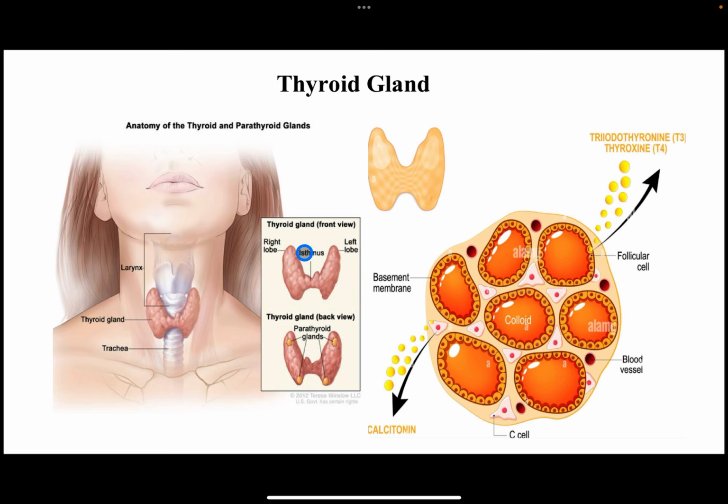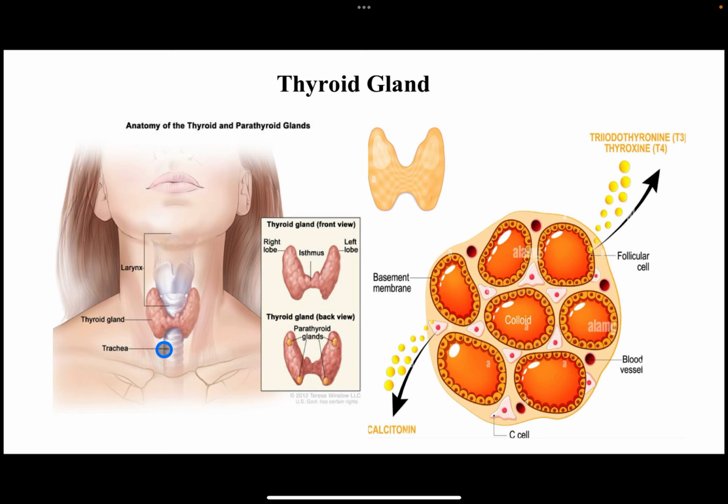This is the anterior view of the thyroid gland, and this is the posterior view of the thyroid gland. In the posterior view, we have the parathyroid glands just behind the thyroid gland, the four parathyroid glands.